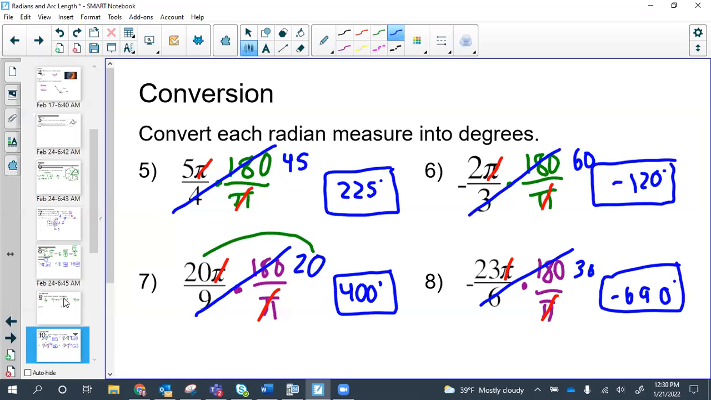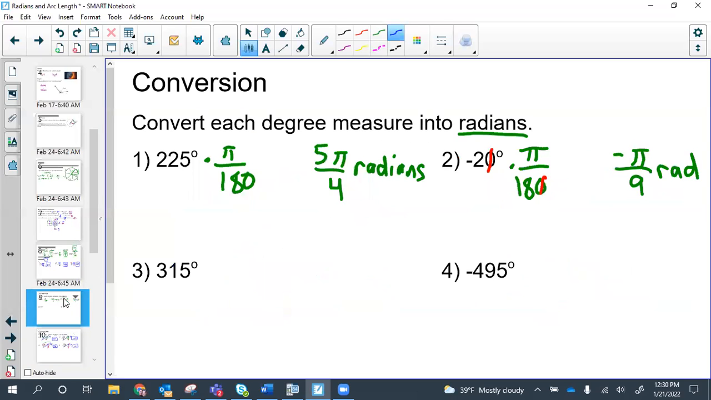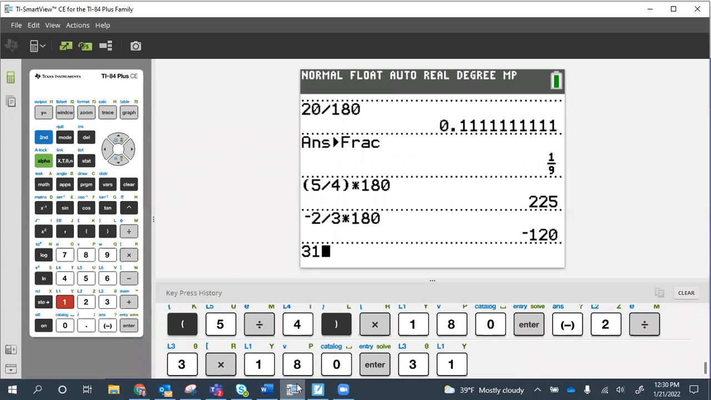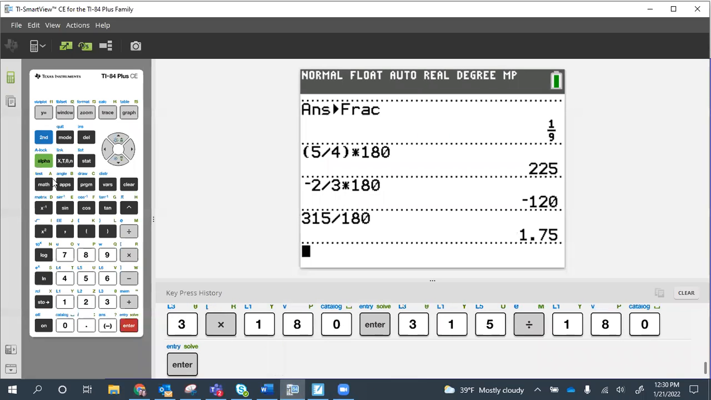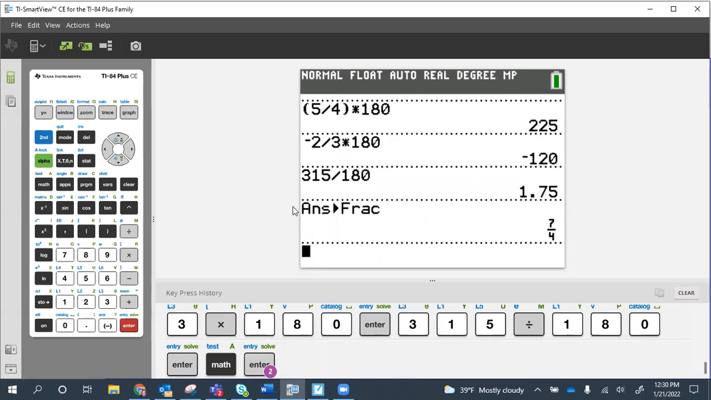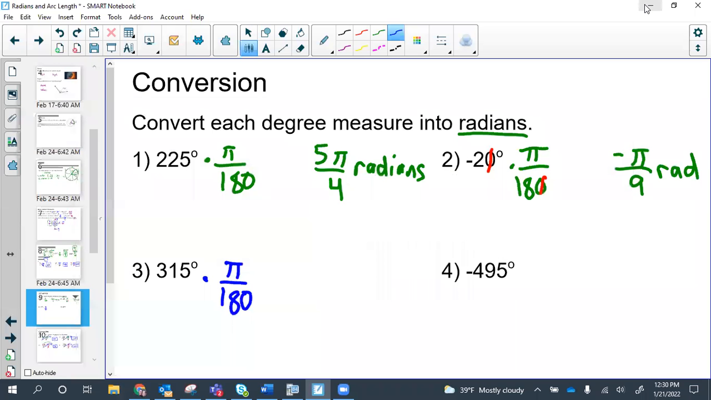So maybe those ones were a little easier than the other way. So let's try going back to these and fixing our work. So here, we are going to times it by pi over 180 because it doesn't have a pi, so we're giving it a pi. 315 over 180. If I go on my calculator, 315 over 180 is 1.75, which math enter is 7/4. So this is the same as 7 pi fourths radians.